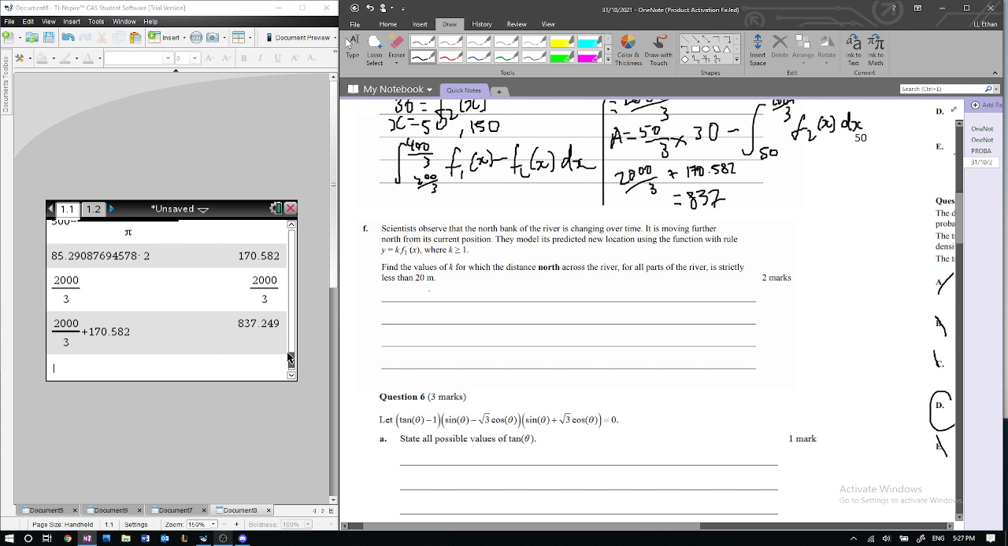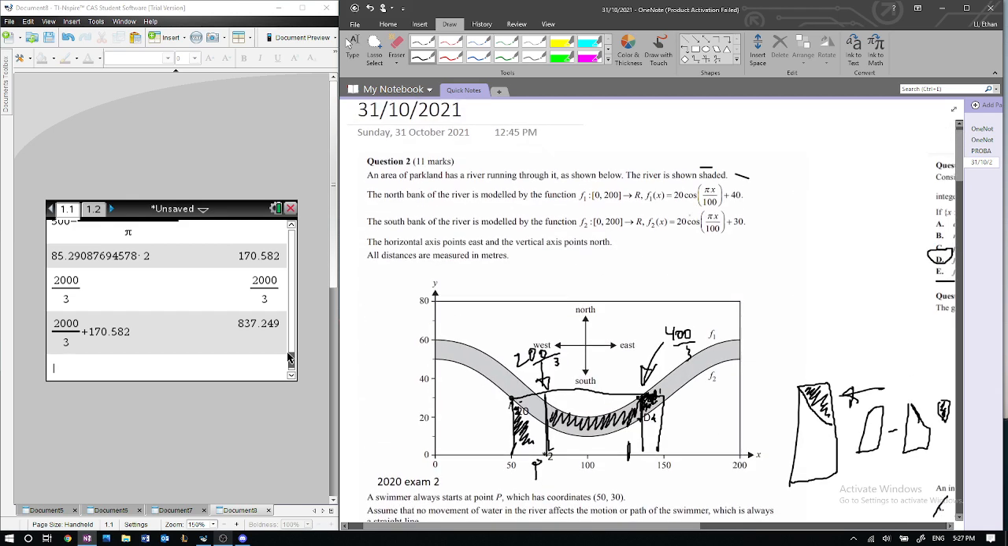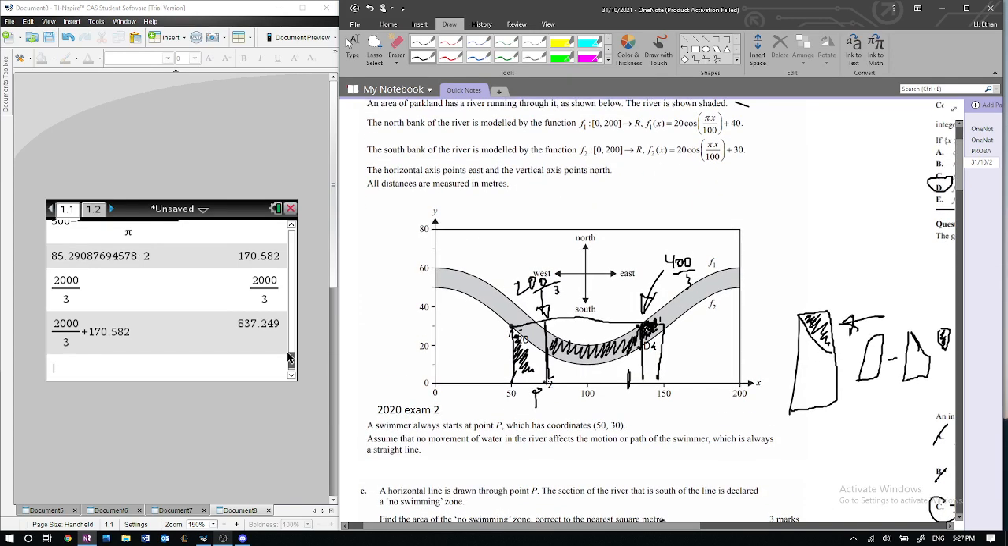So straight away, you want to try and make an equation. Whenever you see something like a less than, more than, or equal to, you always want to make an equation. So now you just got to figure out which equation exactly you need to use. Here it asks for the distance north across the river. If you think about it, the functions f1 of x and f2 of x themselves give us the y coordinate.